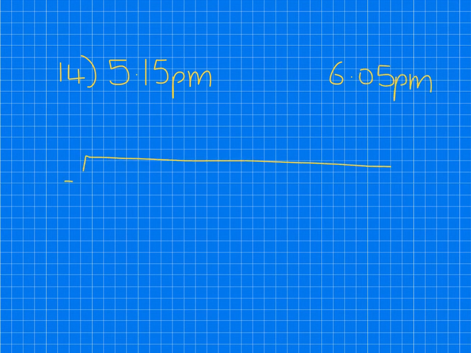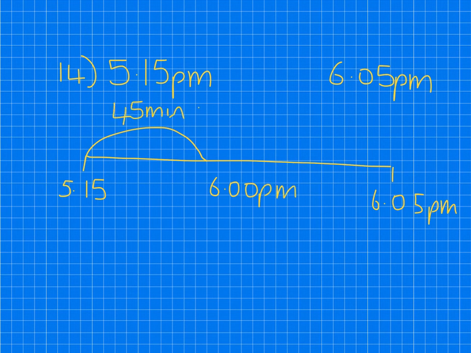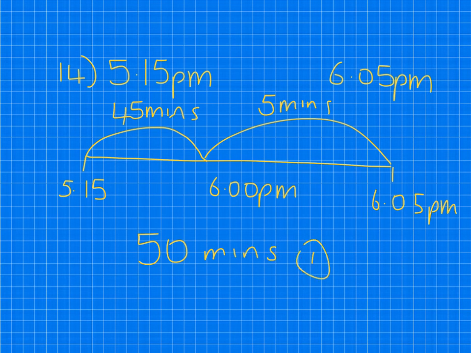Question 14. I start my homework at 5:15 and I finish it at 6:05. With time, it's often easier to think of it along a timeline. Remember, there's only 60 minutes in an hour, so we're going from 5:15 p.m. to 6:05 p.m. Jumping up to the nearest hour, which is 6 o'clock p.m., is 45 minutes, and then we've got 5 more minutes to 6:05 p.m., which makes a total of 50 minutes. There's 1 mark for the correct answer here.